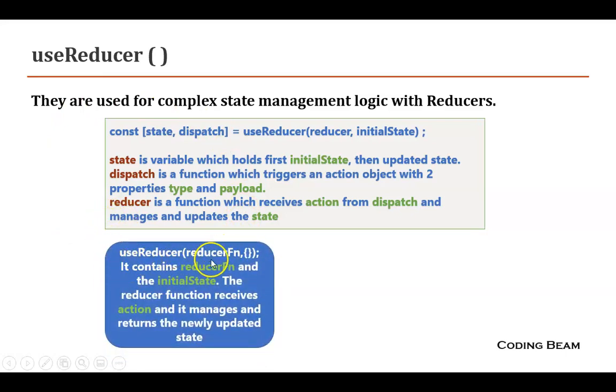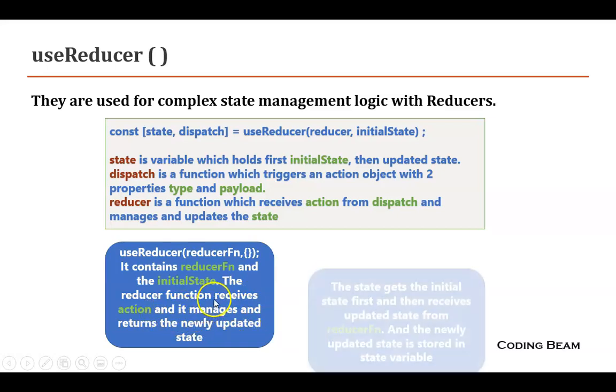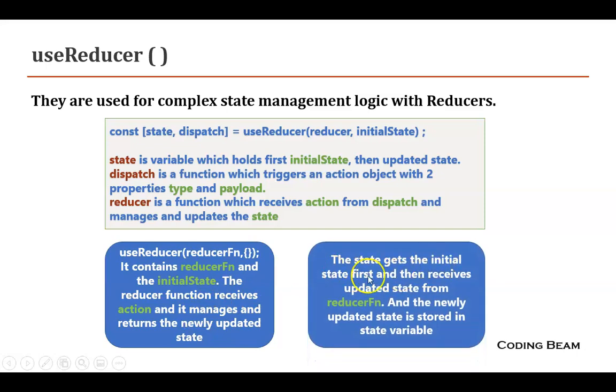So useReducer takes first the reducer function and the initial state, and the reducer function receives the action, then manages and returns the newly updated state. The state first gets the initial state and then receives the updated state from the reducer function, and the newly updated state is stored in the state variable, which we have here. So this is the concept of useReducer in React.